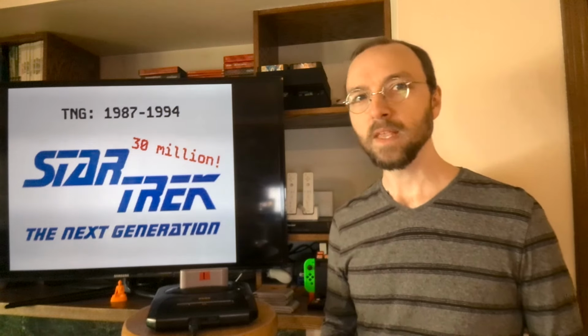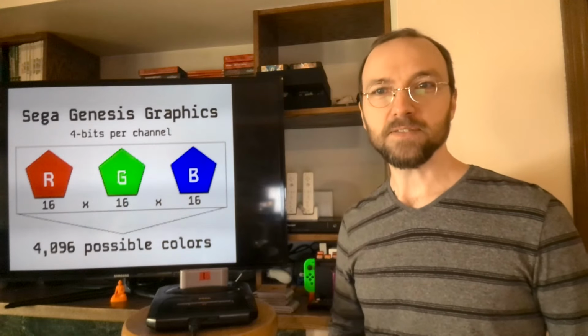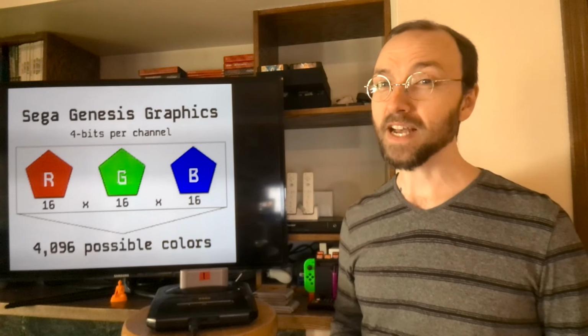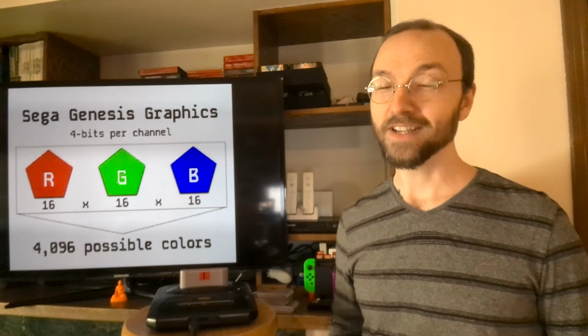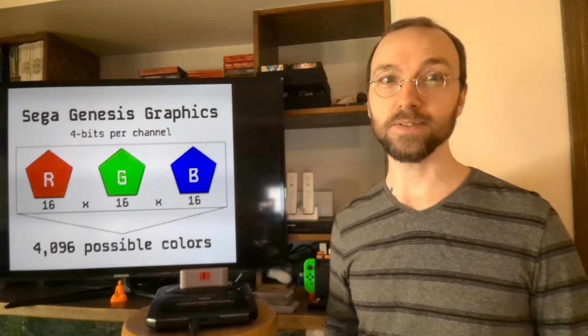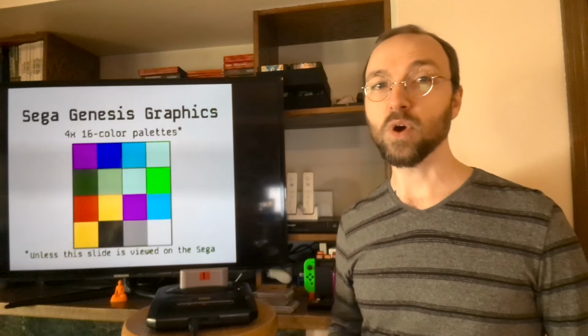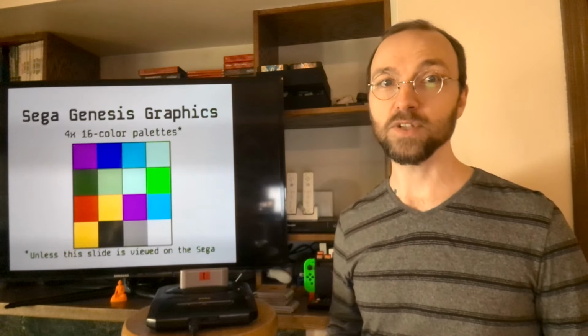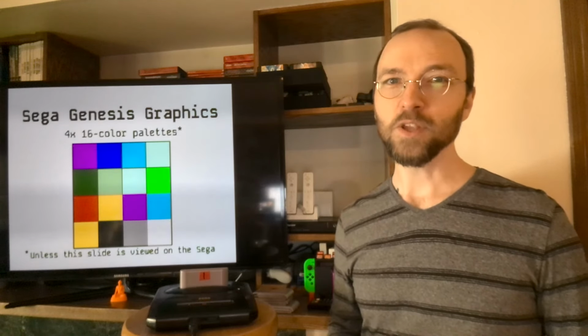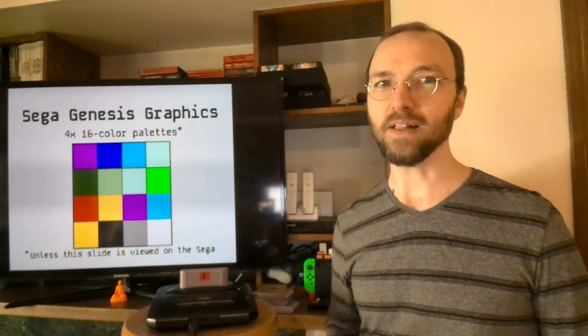Probably. So let's get briefly into the graphics of the system. It had 12-bit color, but don't get me wrong, that's not 12 bits per channel HDR. That's 12 bits total, or 4,000 possible colors. Now, these colors get stored in one of four 16-color palettes, where color zero is always treated as fully transparent. So you really only get 15 colors per palette.